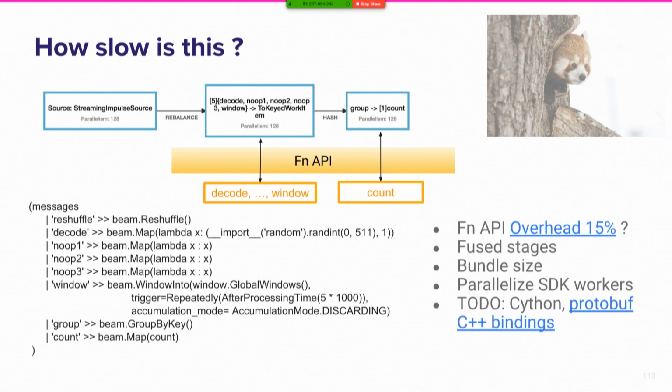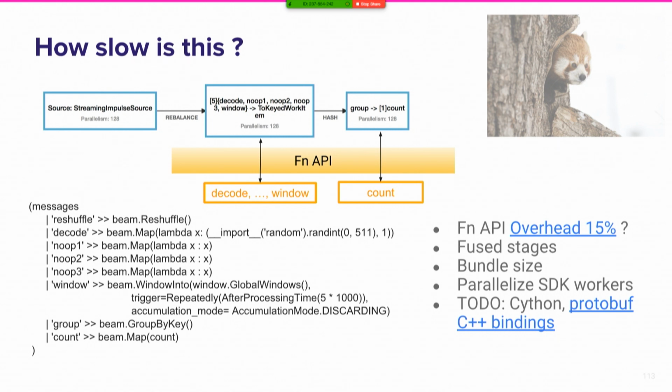The second part is bundling. As I said, bundles are groups of records that need to be processed. By putting many records into one bundle, we will again limit the chatter between the runner and the SDK worker, and that gives a great boost for performance.